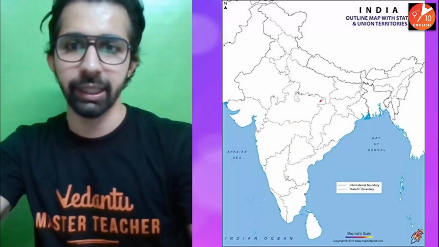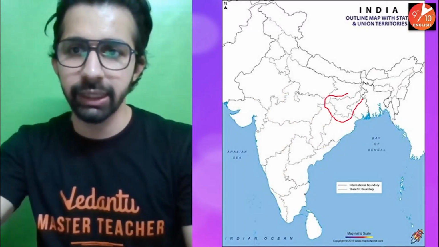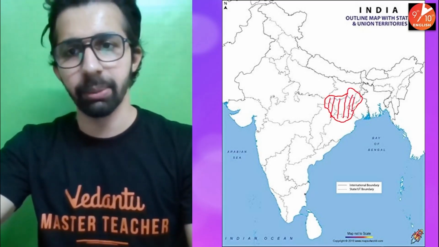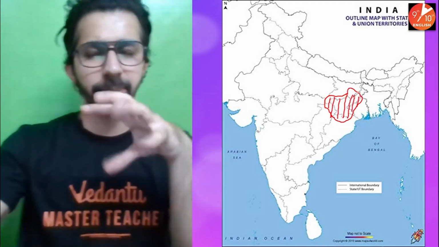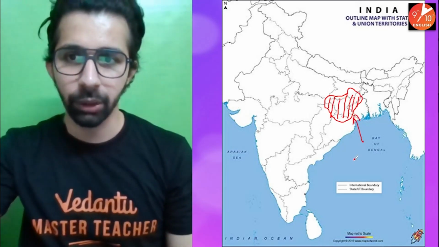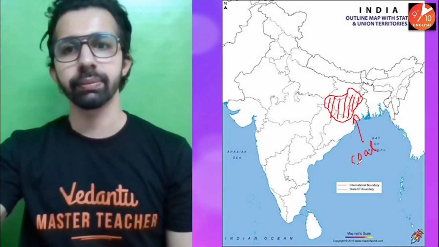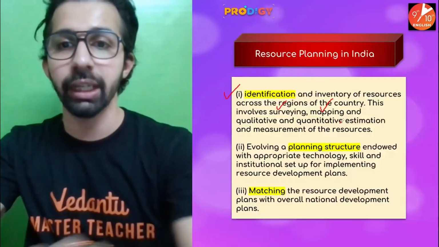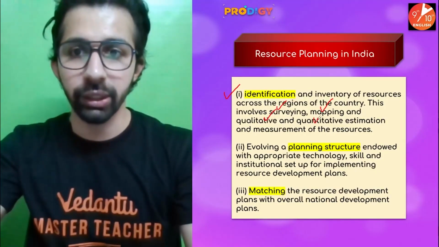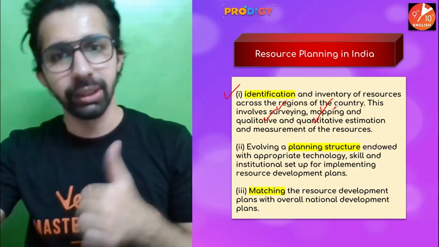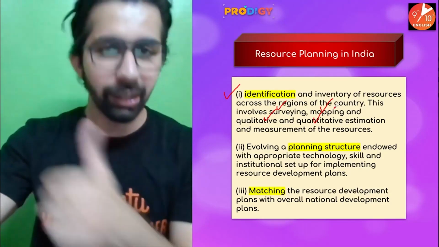Okay, we will identify. Let's take an example. After doing a survey, we came to know that the areas within this red region consist of coal. We came to know that in Jharkhand, Chhattisgarh, and some parts of these areas, coal is available. We will map it. Like in this area, coal deposits are there. After surveying and mapping, we will identify the quantity and the quality of the coal which is available. Similar things will happen for other resources as well.